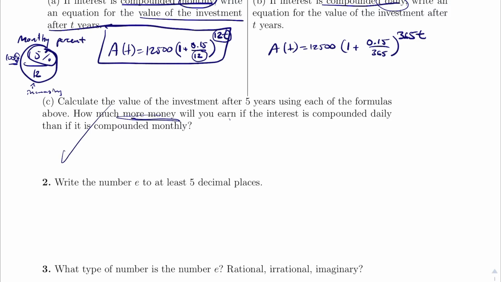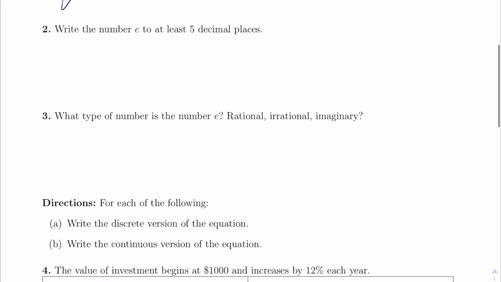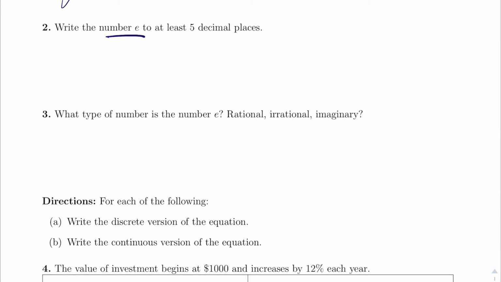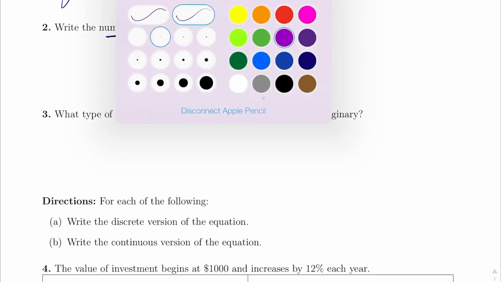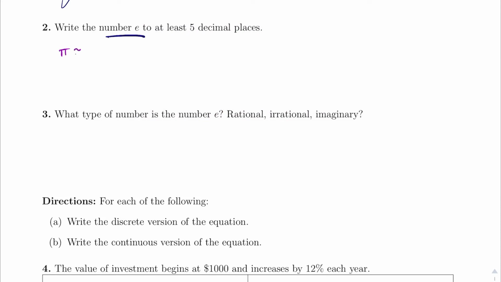Today in class we learned about a famous number, e, but before we get to e, let's talk about some of the other famous numbers in math. So one of those numbers is pi, and that's approximately 3.14159, and then an infinitely long non-repeating decimal.